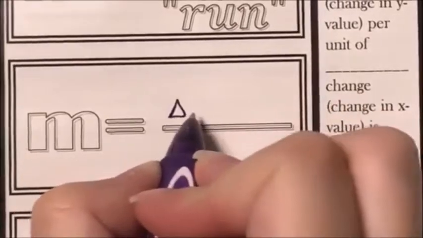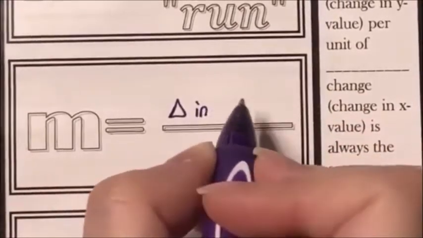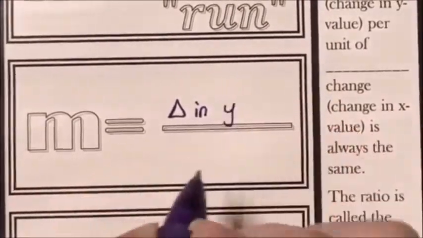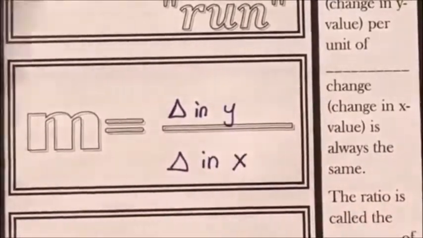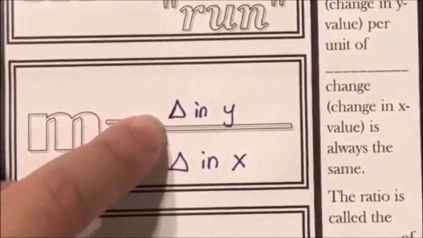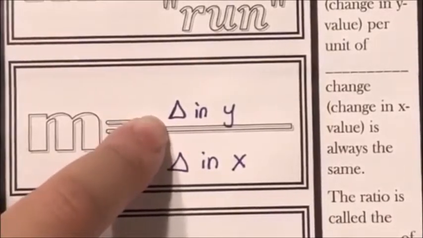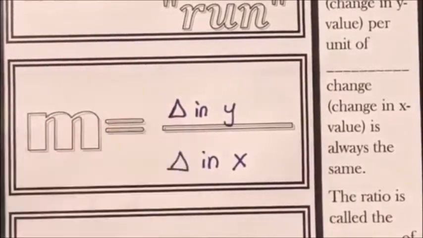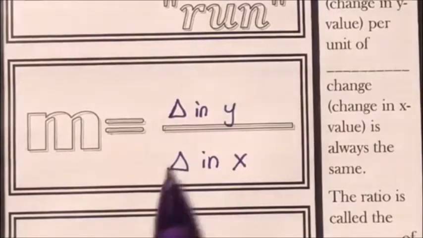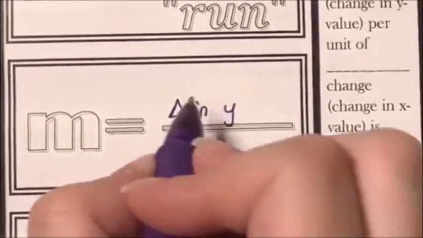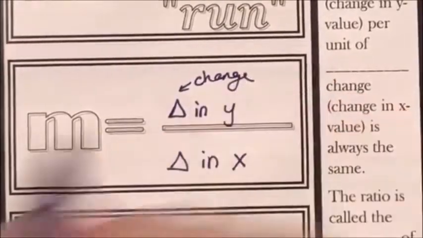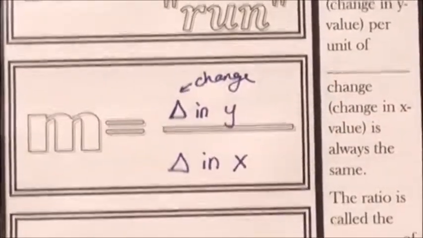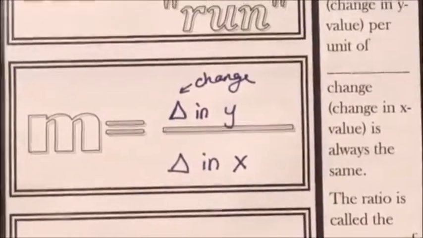Another way that we can look at slope is change in y over change in x. And this symbol right here, it's called delta in Greek, but it means change. So this means change. You may want to write that somewhere. Okay, so that means change.